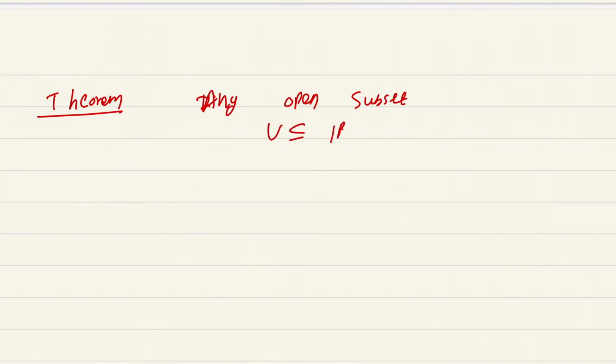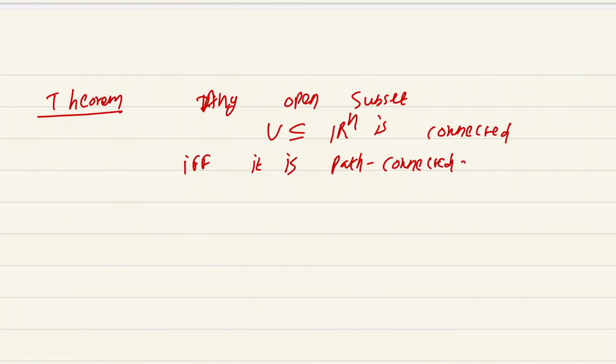So theorem: any open subset U of R^n is connected if and only if it is path connected. Proof. Okay, one direction is true in general. Path connectedness always implies connectedness. So all we have to show is connected implies path connected.